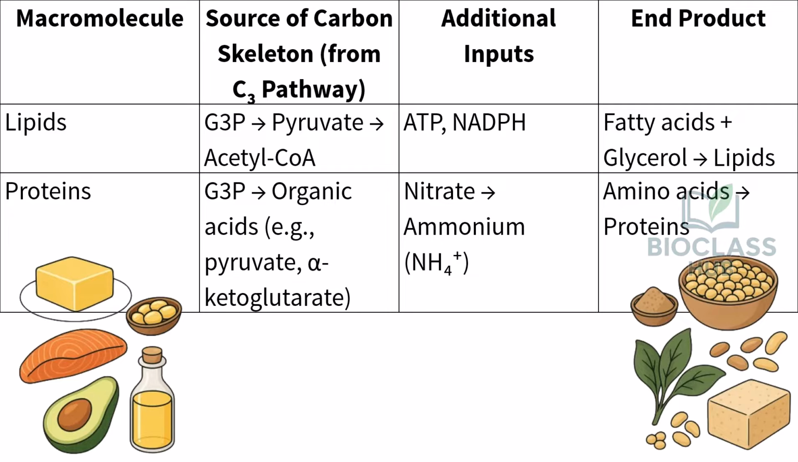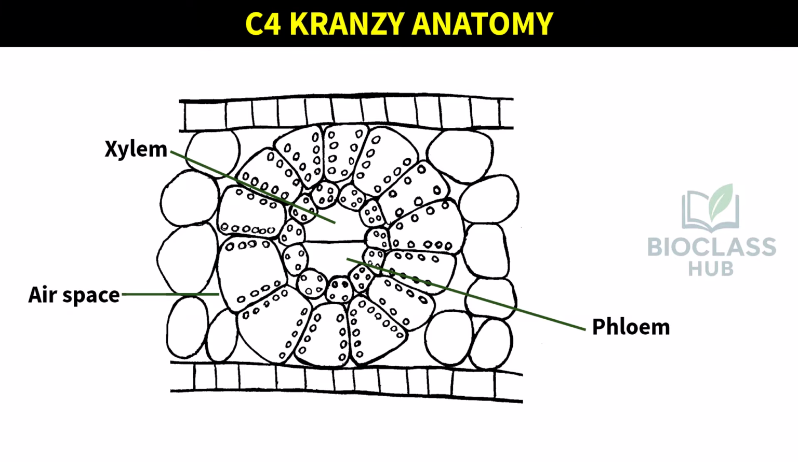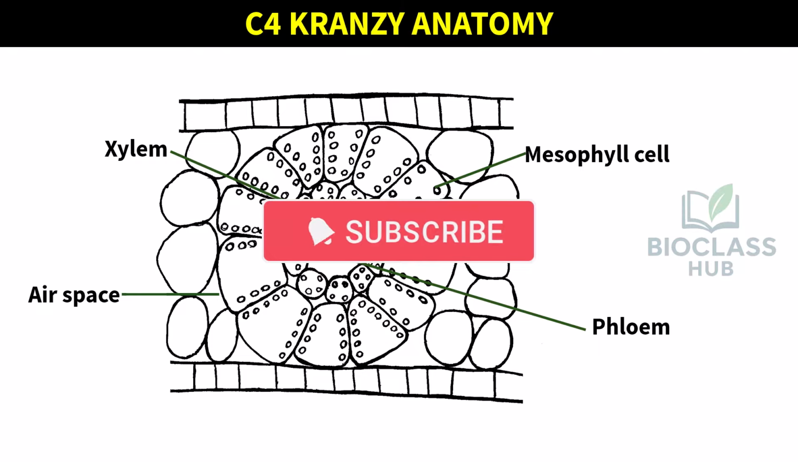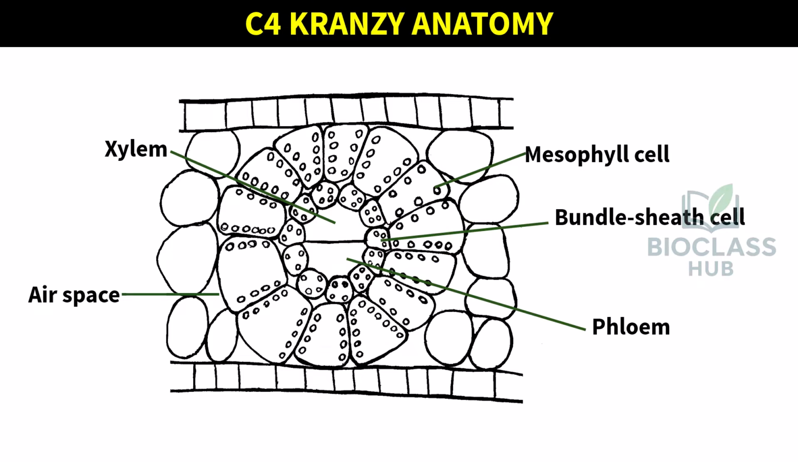Now, let us dive into C4 plants. C4 plants, maize, sugarcane, and sorghum, have a special leaf anatomy called Kranz anatomy, which helps them photosynthesize efficiently, especially under hot, dry, and high light conditions. The leaf has 2 types of photosynthetic cells, mesophyll cells, arranged around the bundle sheath. Bundle sheath cells form a tightly packed layer around the vascular bundles. These 2 cell types cooperate in a process known as the C4 pathway, Hatch-Slack pathway.